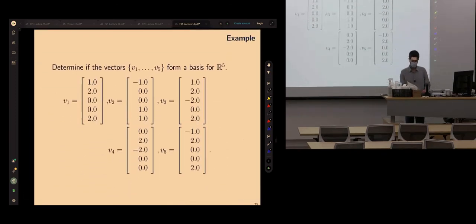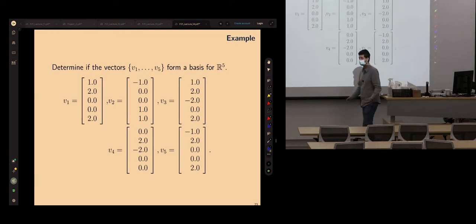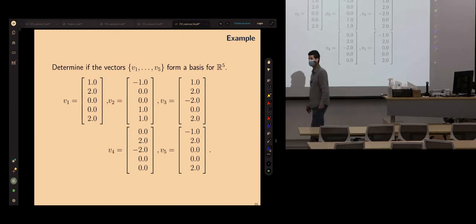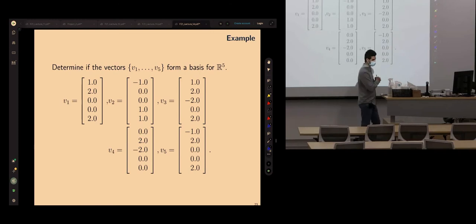Example. Determine if the set of vectors v1 to v5 form a basis for R5. What should we do? The space is R5, and I'm giving you 5 vectors. I would like to know if they form a basis for the entire space. So what do you mean, figure out if they're linearly independent? Yes, we need to figure out if they are linearly independent.